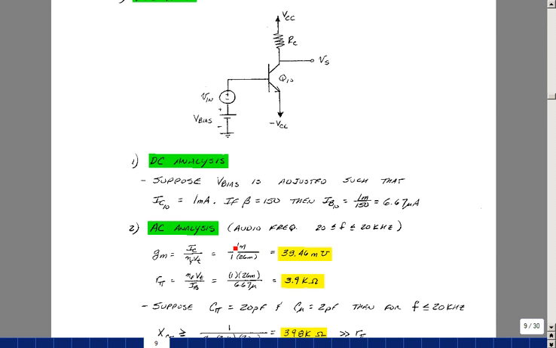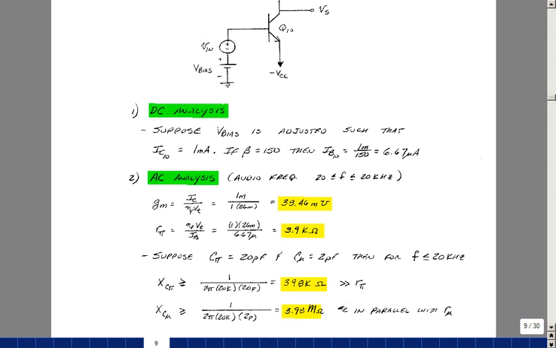So given I_C of 1 milliamp, and then roughly η_F being typically around 1, and then V_T around 26 millivolts, we're looking at about 38.46 millimhos for gm. And then for rπ, it's η_F V_T over I_B. That'd be about 3.9K.